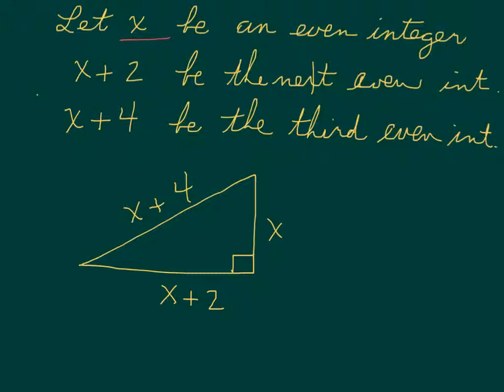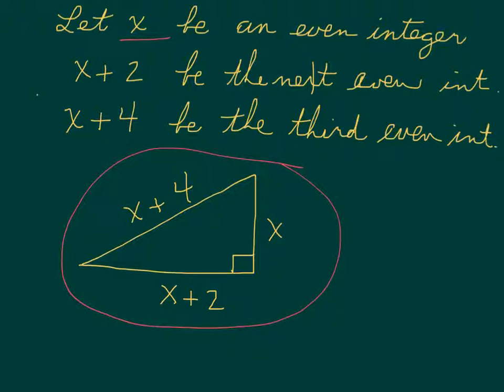Even integers are 2 apart. For instance, 14, 16, 18. Those are consecutive even integers. So they're always 2 apart if they're even integers. So x plus 2, the next one after that, we would add 2 again, so x plus 2 makes x plus 4. So if we drew a picture, we would have a triangle that looks like this.